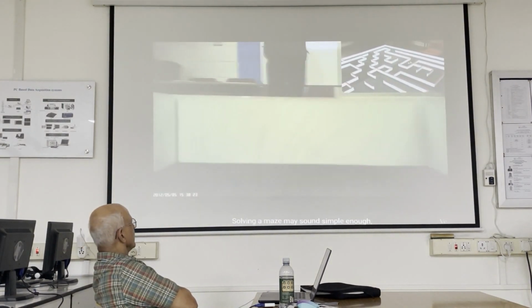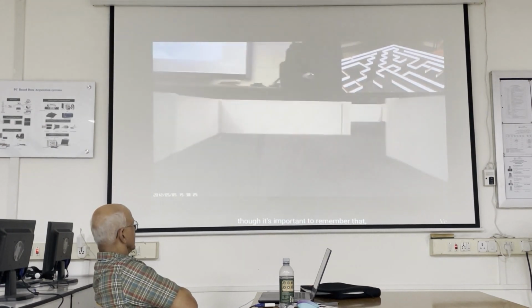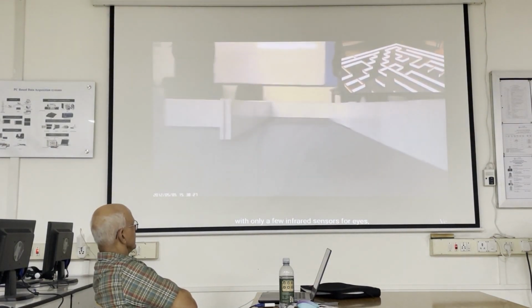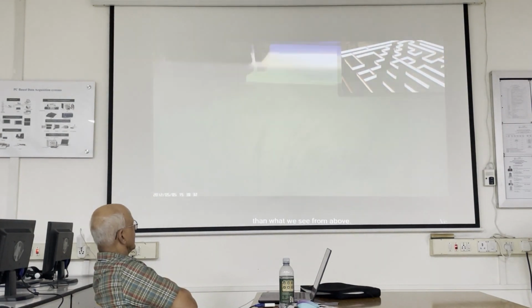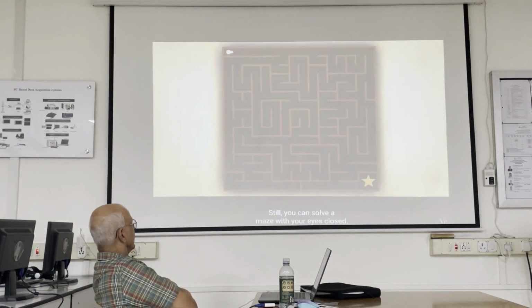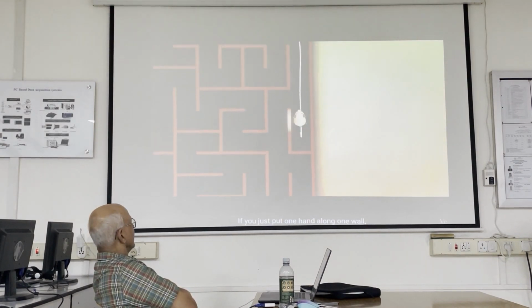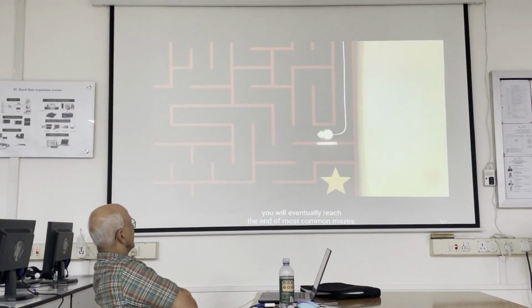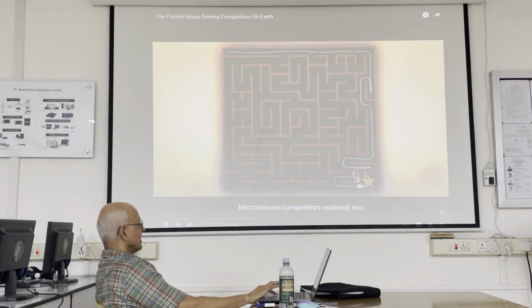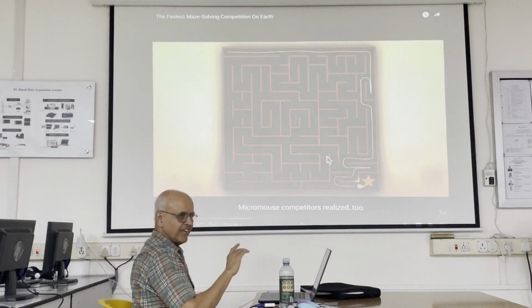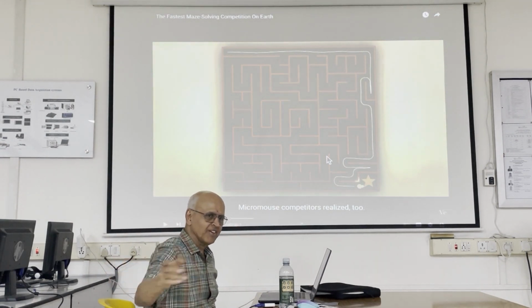Solving a maze may sound simple enough, though it's important to remember that with only a few infrared sensors for eyes, the view from inside the maze is a lot less clear than what we see from above. Still, you can solve a maze with your eyes closed. If you just put one hand along one wall, you will eventually reach the end of most common mazes. And that's exactly what some initial micromouse competitors realized.